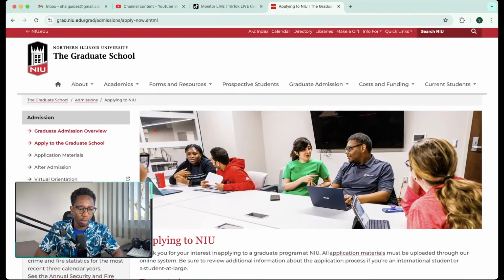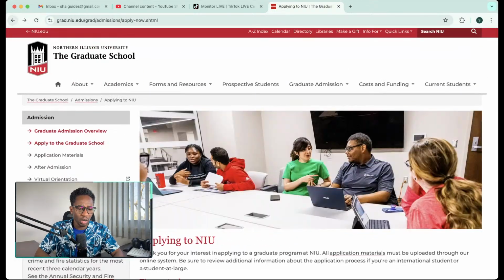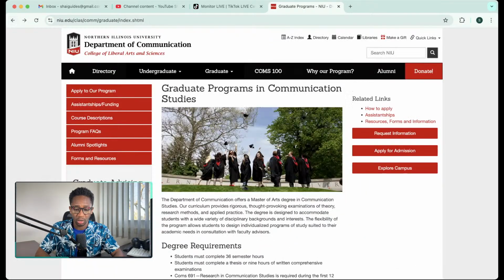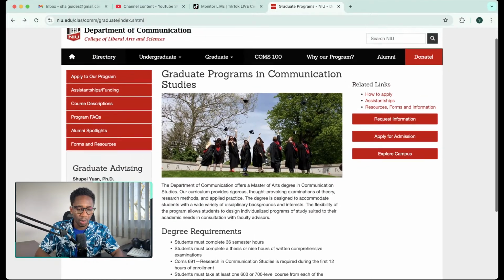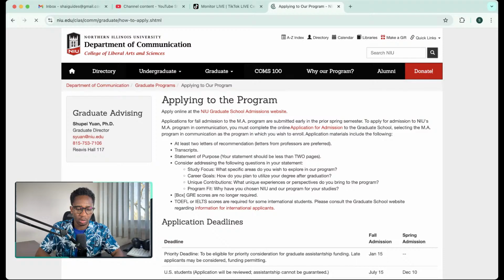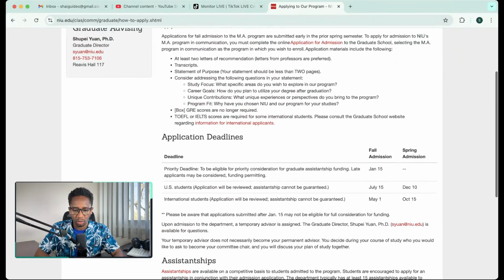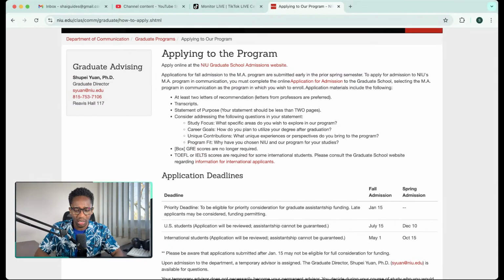Let me show you something. I was at the communications page. There's a communication page, right? But then when I go to apply for admission, it takes me to the graduate page. I guess this is all related. But let's look at this one and see. Well, this page doesn't really say anything.